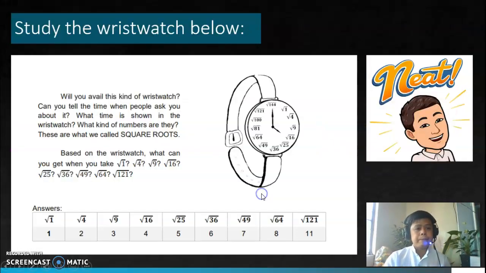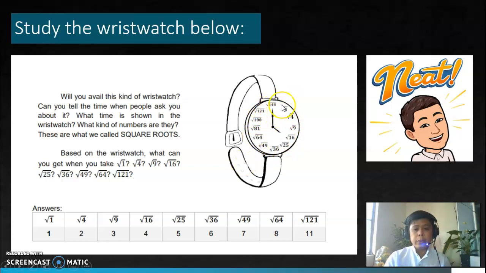Okay, next. So, let us study this wristwatch. Sabi dito, will you avail this kind of wristwatch? Kung nakita kayo ng wristwatch na ganyan, ano ba masasabi niyo sa wristwatch na yan? Sir, mukhang parang iba yung mga numbers na nandoon sa wristwatch. Well, actually, tama yung mga numbers na nandito to tell time.